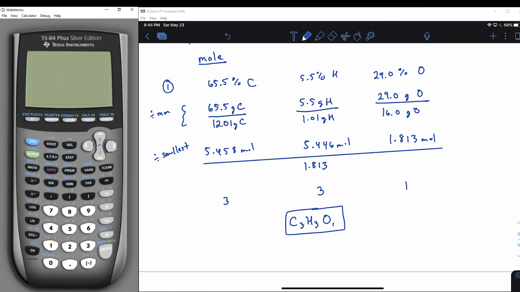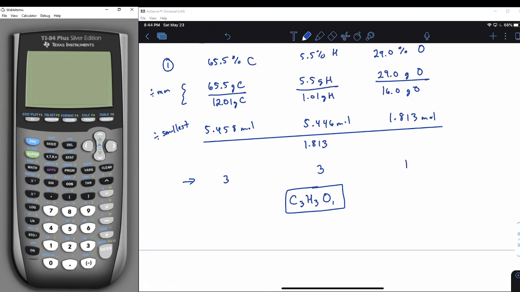Now, in this case, all the numbers here were integers, so we didn't have to do anything else. If one of these numbers is not an integer, then you may have to multiply by a number to get rid of that decimal. So let's say you had a 2.5, a 3, and a 1 in your answer here. You'd have to multiply all of them by 2 to get rid of that 0.5. But that's a possible step that may be needed sometimes. So just keep that in mind.